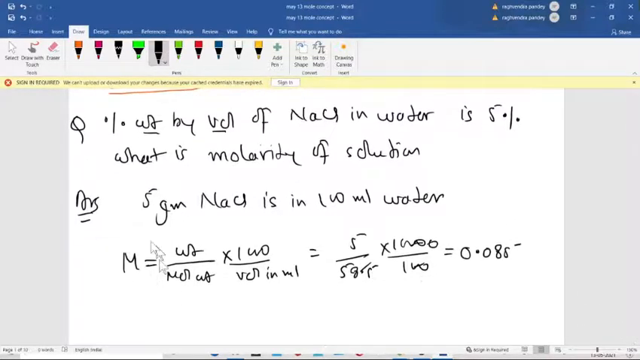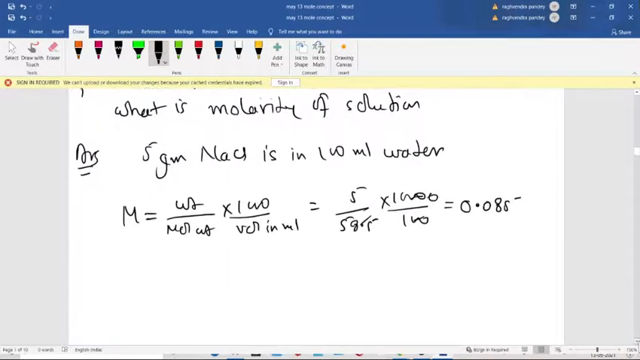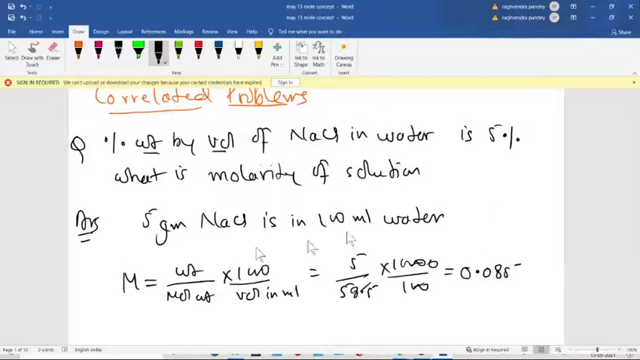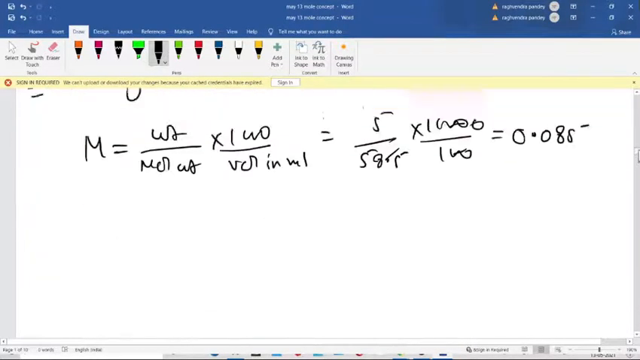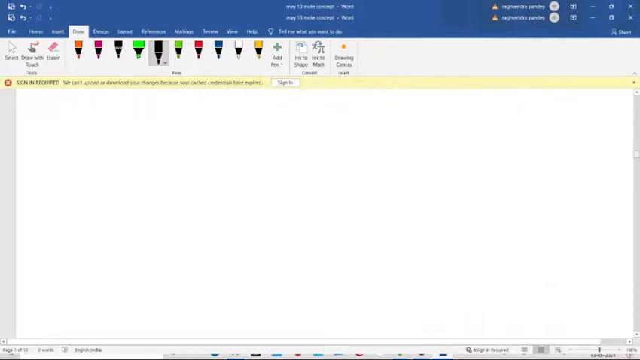If they give you molarity, they can also ask you to find the percentage weight by volume. So a reverse question also they can give. Have you understood this concept? You have to understand the statement, then you have to solve it. Let's take another question.